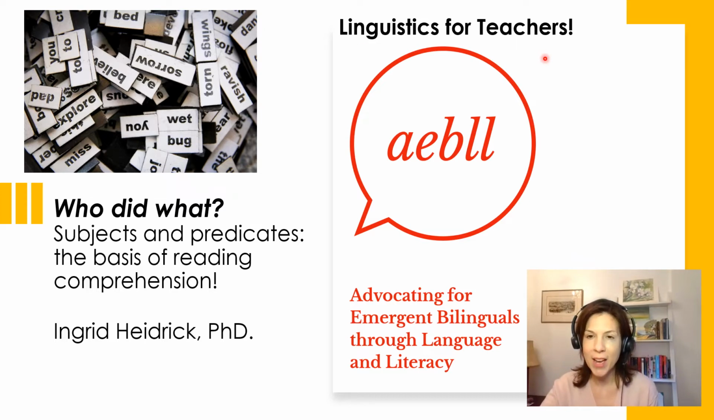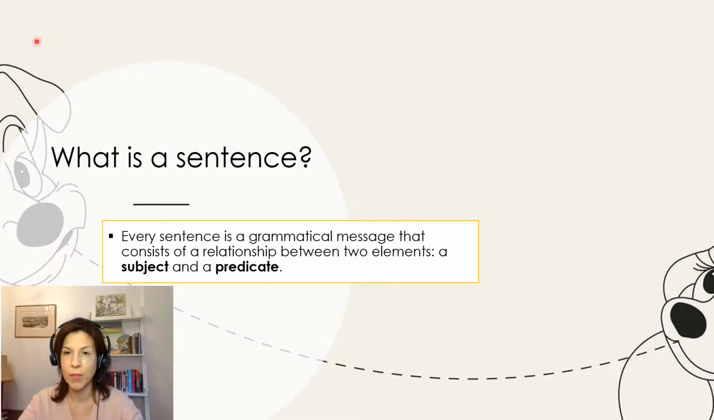My name is Ingrid Heydrich, and today we are going to talk about subjects and predicates. Subjects and predicates are the two elements that form a sentence, and we're going to talk about why they form the basis of reading comprehension. So, what exactly is a sentence? Every sentence is a grammatical message that consists of a relationship between two elements, a subject and a predicate.